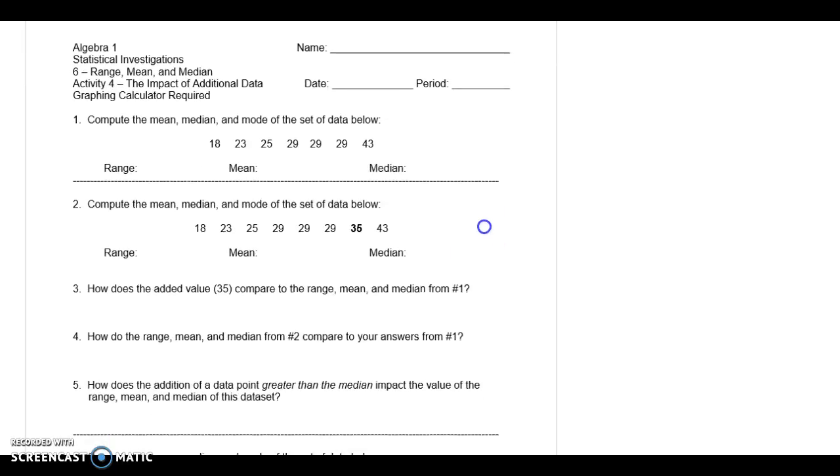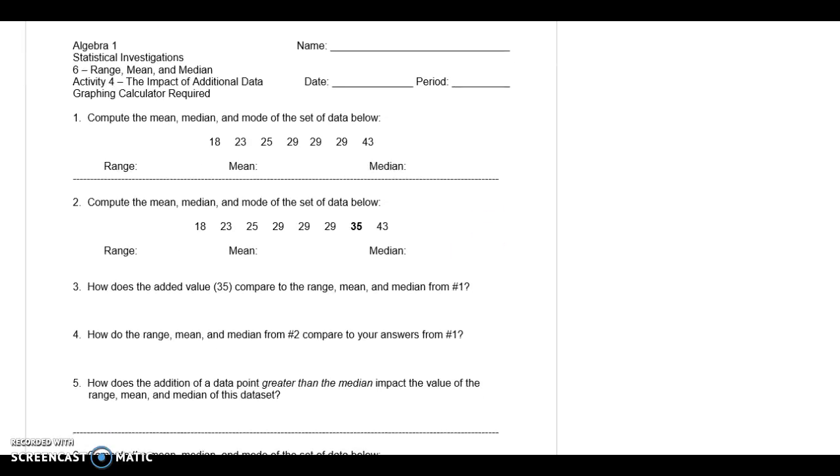So in part 2 of section 6, we're looking at what happens when we add additional data to a set. We're going to start off with calculating the mean, median, and mode of the set of data below. When we calculate the range, again, it's high minus low. The median is the middle number. And when we find the mean, we add all the numbers up, divide by how many there are, and so on. We end up getting 28.